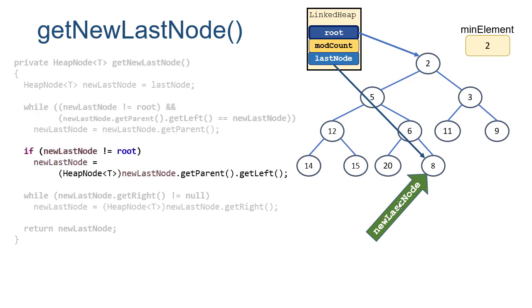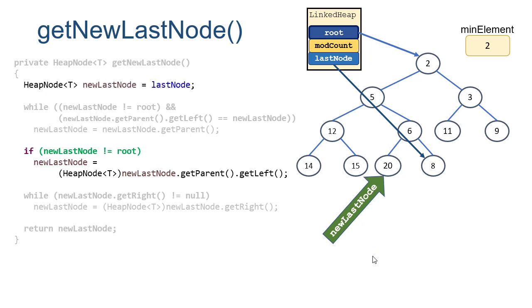Then, if we're not at the root, because the root creates some different things that we have to be aware of, if we're not at the root, then we're going to go to the left child of the parent. Here we're the right child, but since we're not at the root, we're going to go to the left child. Now, once we've done this, we need to go to the right as far as we can, but there's no right child here, so we're done, and we can return the new last node.